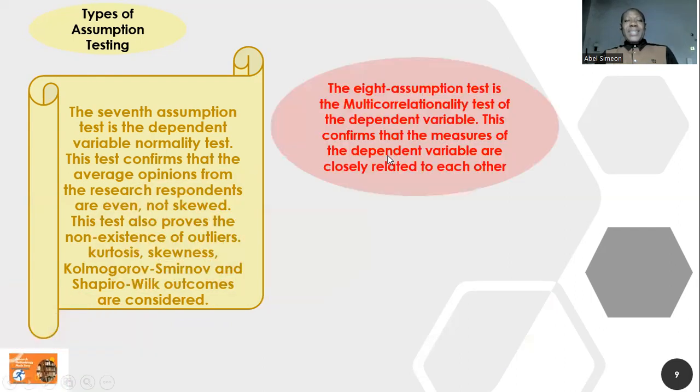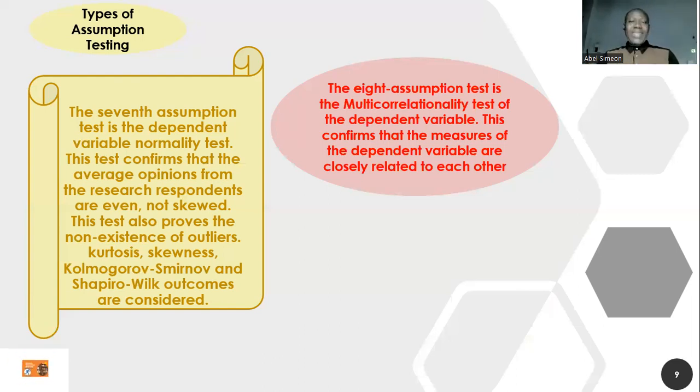The eighth test has to do with the multicollinearity test of the dependent variable. This confirms that the measures of the dependent variable are closely related. If the measures of your dependent variable are very correlated, very closely related, then they are good. But if they are not closely related, then you have spurious answers. Dependent variables should be closely related.